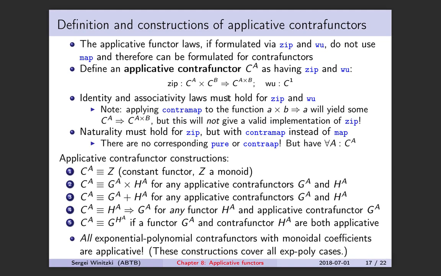All applicative functor laws that are formulated via a zip and wrapped unit actually don't use the map function. So we can formulate the same laws for contrafunctors. So we can say an applicative contrafunctor is a contrafunctor that has a zip and wrapped unit methods with the same type signature and the same laws, identity laws and associativity law. So that's the definition.